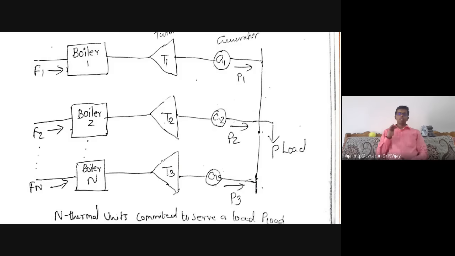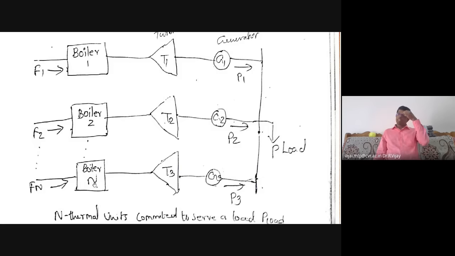If df of I divided by dpi is less than or equal to lambda, then Pi is equal to Pi maximum. If df of I divided by dpi is greater than or equal to lambda, then Pi is equal to Pi minimum. These are the three optimality conditions we have derived for economic load dispatch using the lambda iteration method. This is the economic load dispatch of n thermal generating units committed to serve the common load P load.